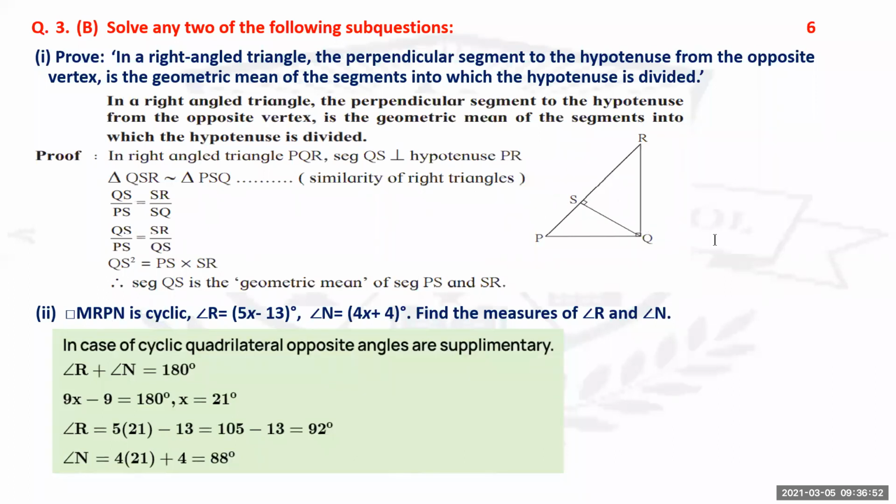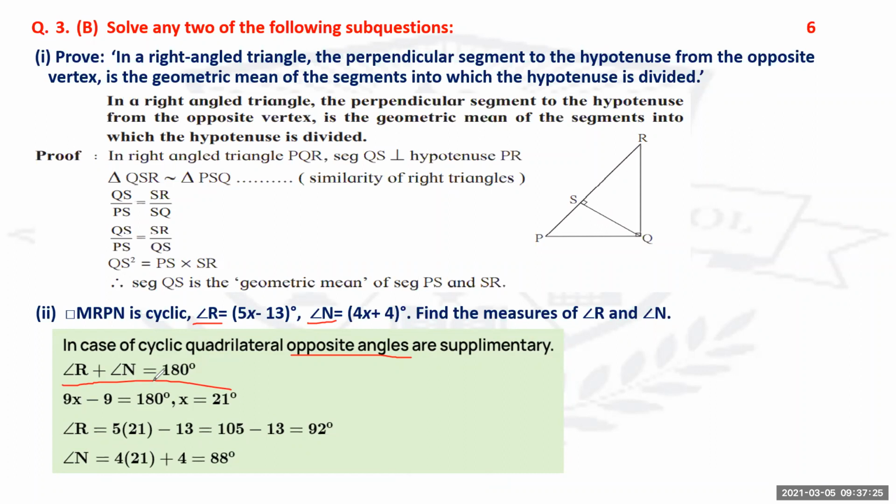Okay, check. First of all, you have to understand that when it is a cyclic quadrilateral, angle R and angle N are going to be opposite angles. In case of cyclic quadrilateral, your opposite angles are supplementary. Supplementary means they add up to 180 degrees. So R plus N equals 180 degrees. Is this clear?